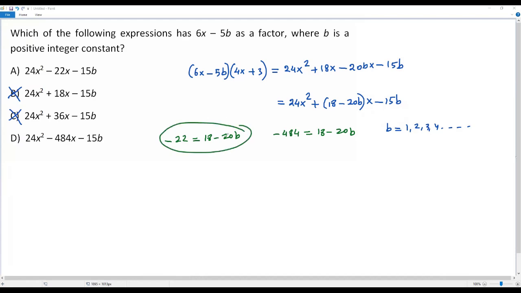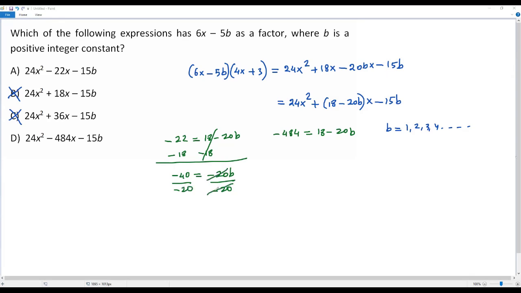Now let me solve for b in the first equation. Let me subtract 18 from both sides of the equation. Then positive 18 and negative 18 will cancel out. I'm getting negative 40 on the left side. On the right side, we have negative 20b. Let me divide both sides of the equation by negative 20. Then the negative 20 will cancel out, and the negatives will cancel out. When I divide 40 by 20, I am getting 2. On the right side, we have b. Here I got the value of b as 2. It is a positive integer constant.